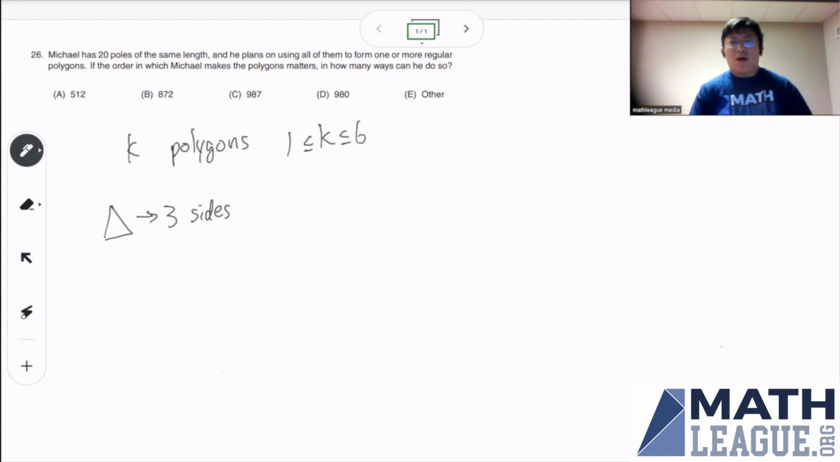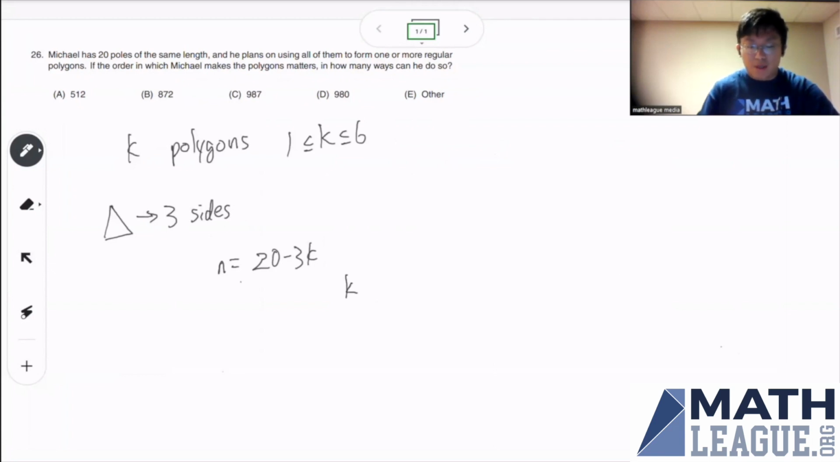Now, after we know how many polygons we're going to be making, whatever we choose for k, whether that be 1, 2, 3, 4, 5, or 6, that means that we're going to first allocate 3 poles to each of those polygons. That means we're going to have 20 minus 3k poles left that we can add to whichever one of the polygons we would like. Now, let's call this quantity n. And we need to distribute these n poles to k polygons.